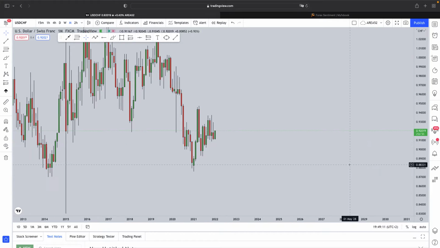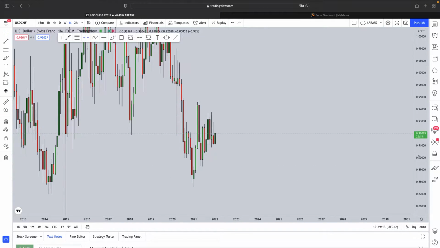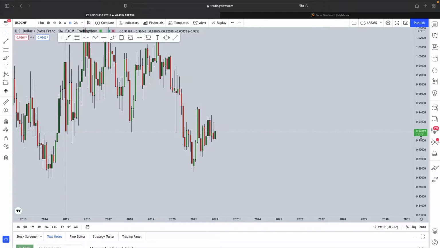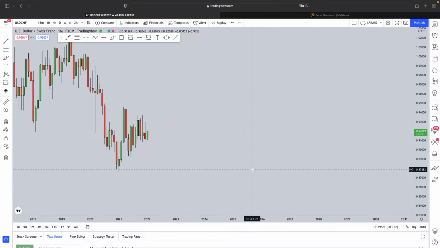We're going to take a look at USDCHF from a fundamental, technical, order flow and a sentiment perspective, and look for the best way forward that we can approach this situation that we have here.